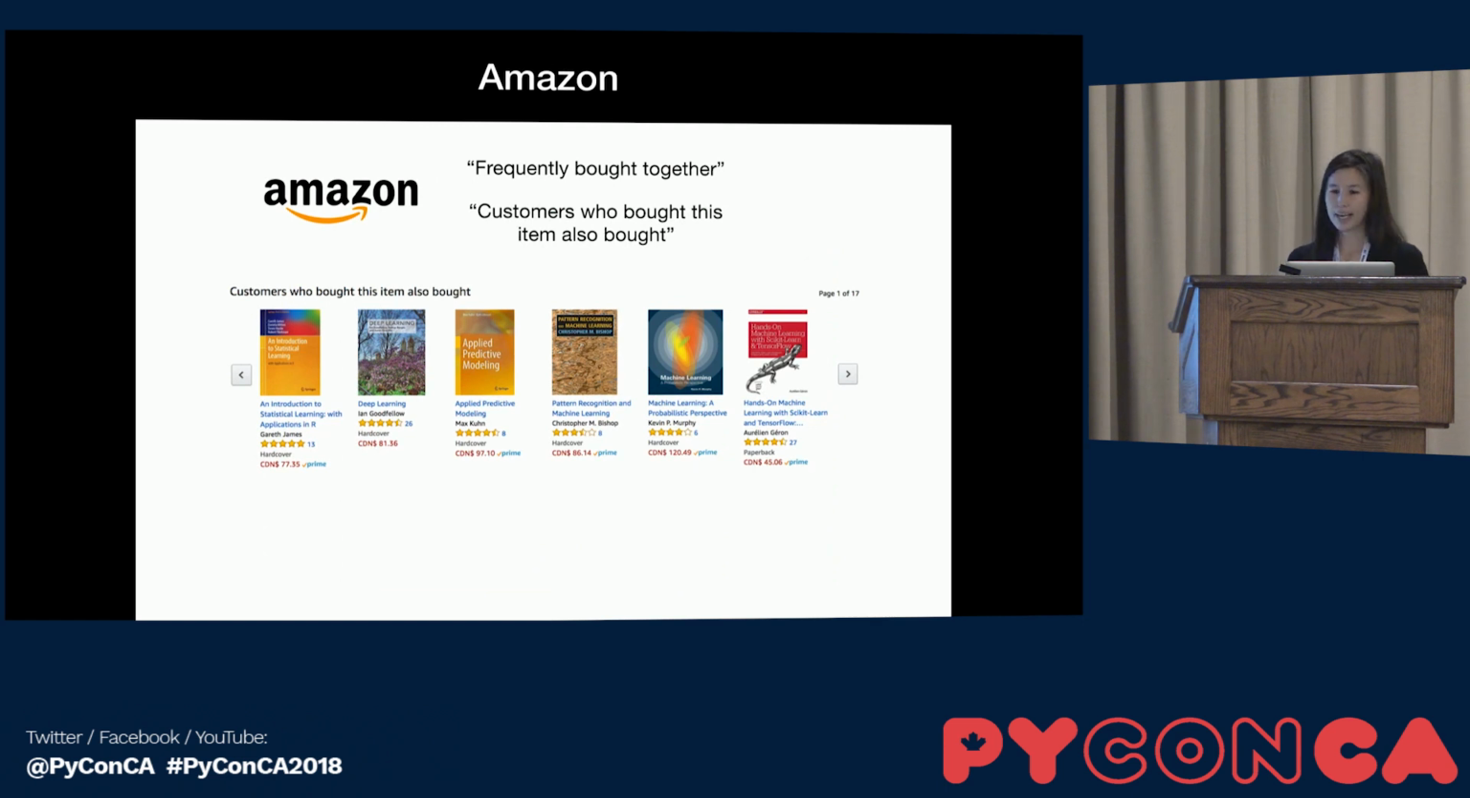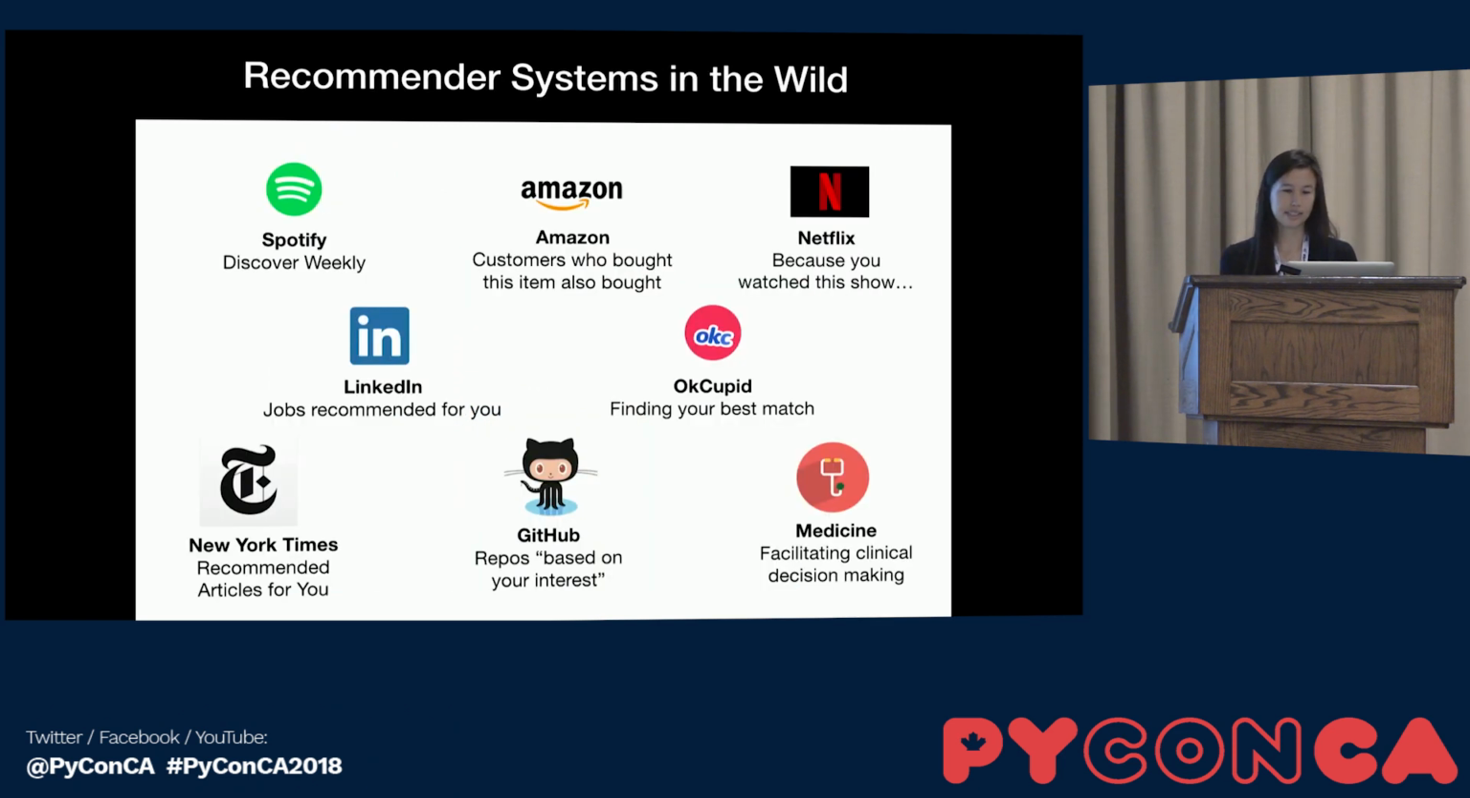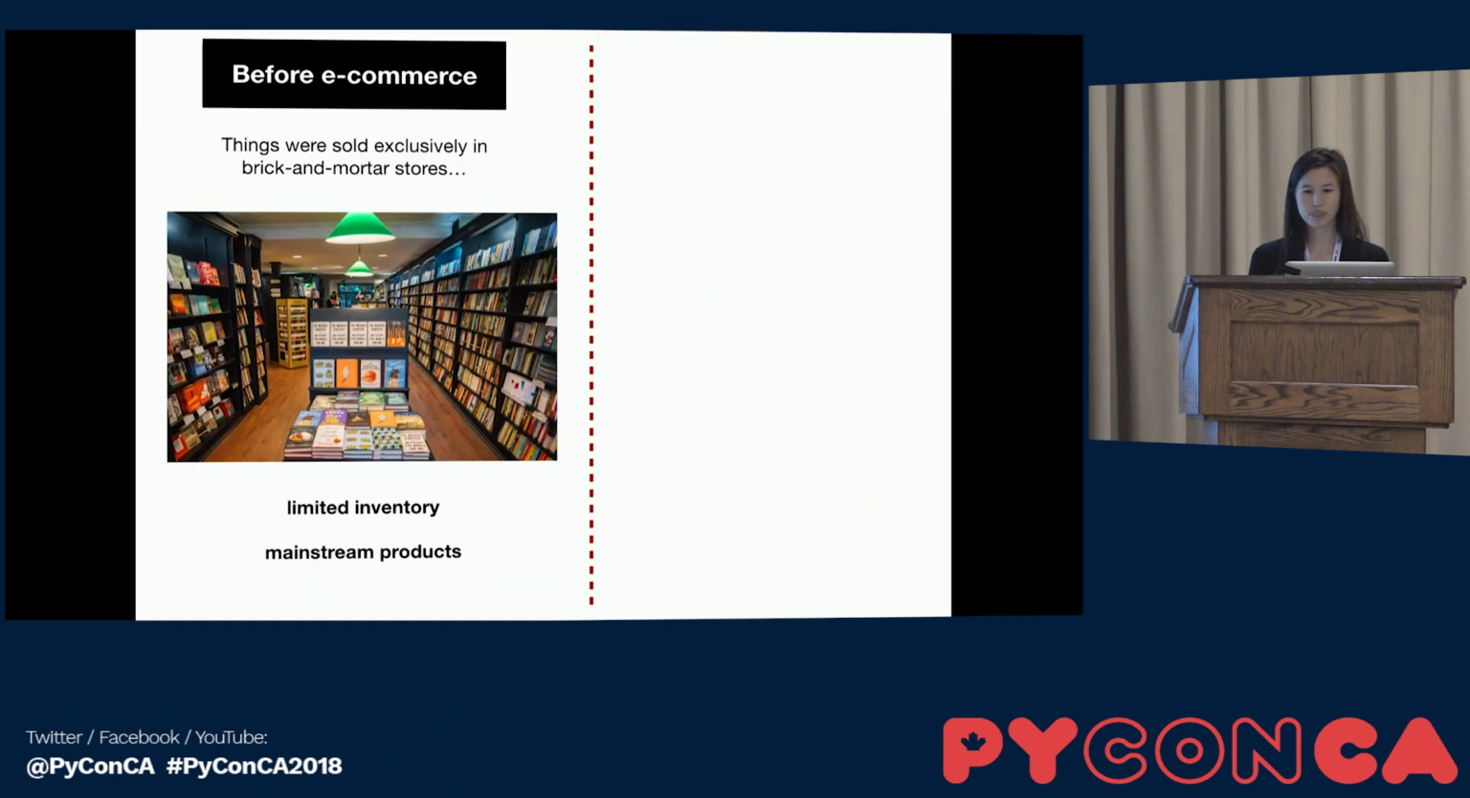We also see it in Amazon. So customers who bought this book also bought all of these other items. We see it in dating sites. So they typically gather all of this information about you and try to guess who the best match would be for you based on your personality. And just to continue with this list, job searches, the news, and even in medicine for clinical decision making. Recommenders, though, are a very hot topic in e-commerce.